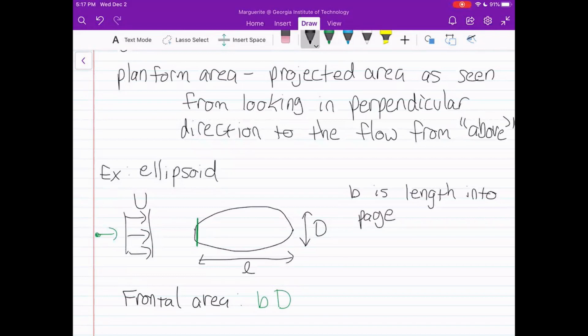All right, and then, sorry, go ahead. Hello? Yep. So am I standing like behind the ellipsoid and looking at it from behind? Yes, so you're standing where the flow is coming from and looking directly at the ellipsoid. Okay. And for this one, it wouldn't matter if you were standing over here and looking this way, but sometimes if you have an oddly shaped object, then it might make a difference.